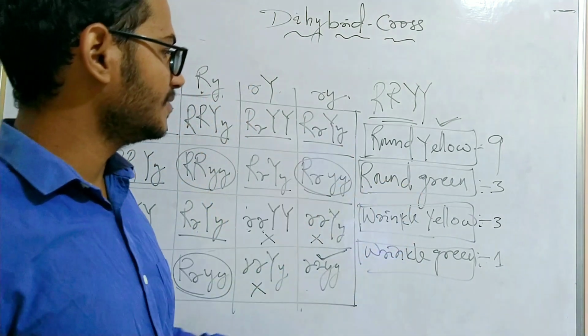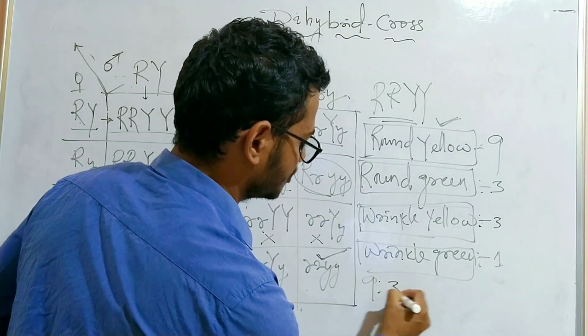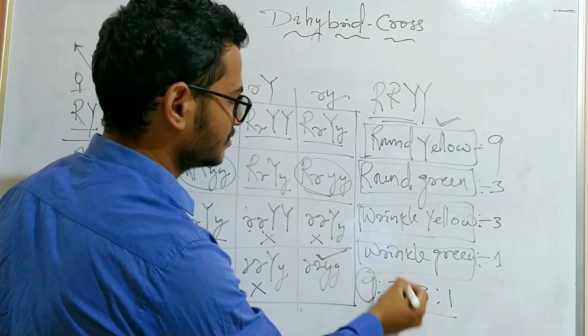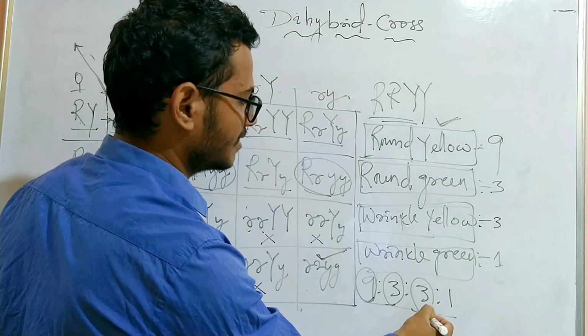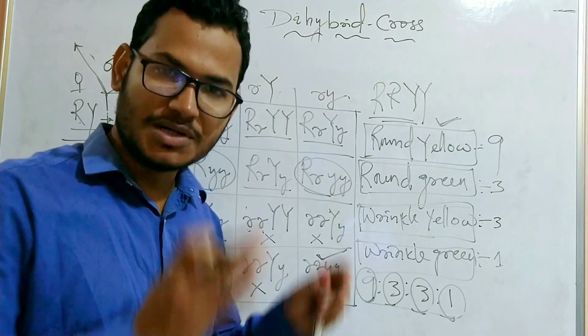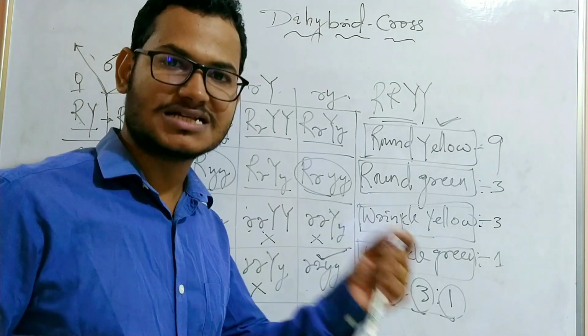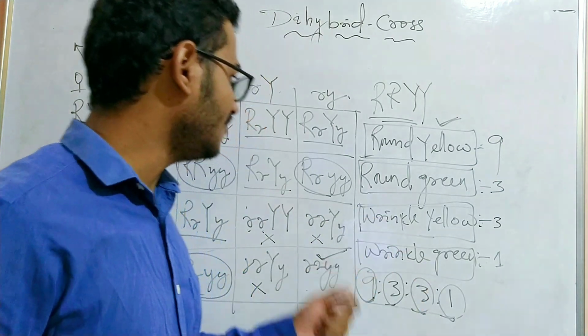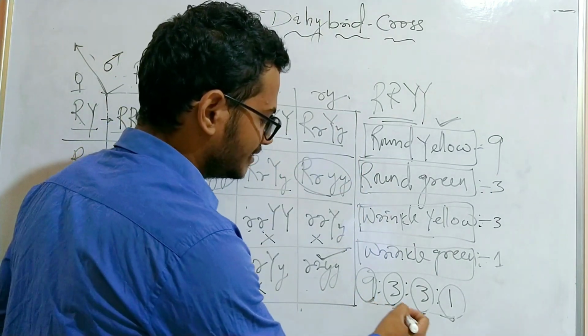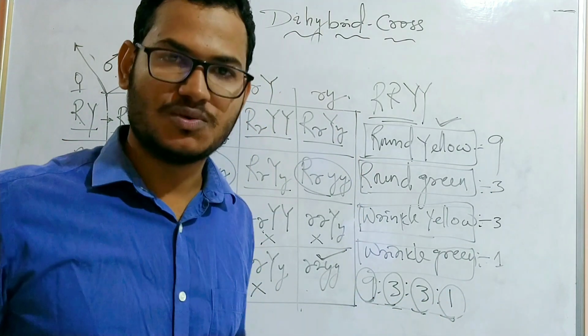So we have the phenotypic ratio, that is 9:3:3:1. 9 round yellow, 3 round green, 3 wrinkle yellow, and 1 wrinkle green. So this is the phenotypic ratio. Phenotypically, externally, if you see the seed shape and seed color, we will find these 4 different types of plants, and the ratio between them is 9:3:3:1.